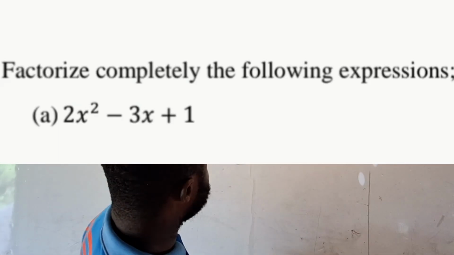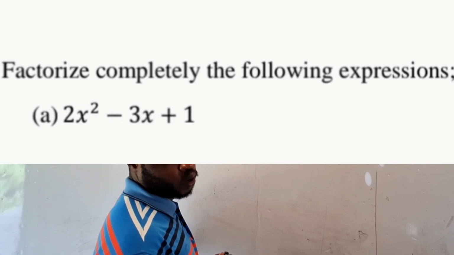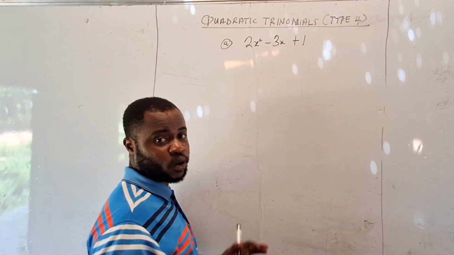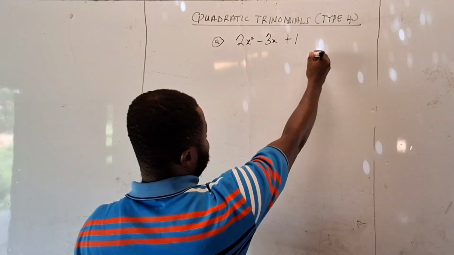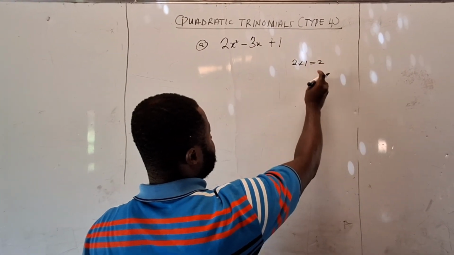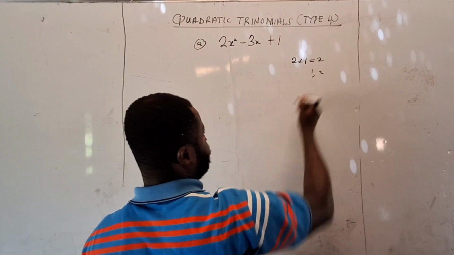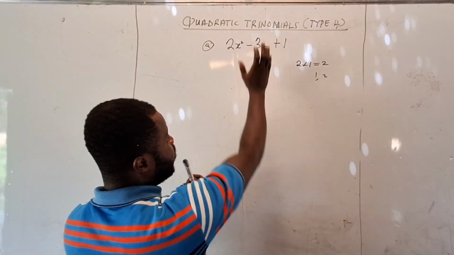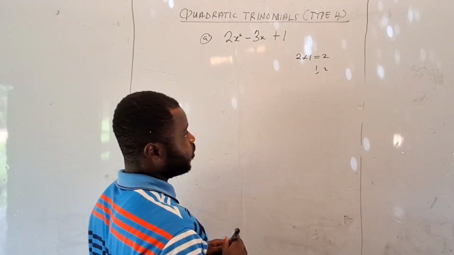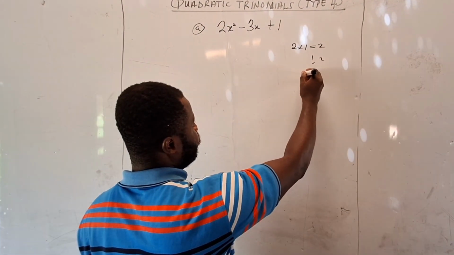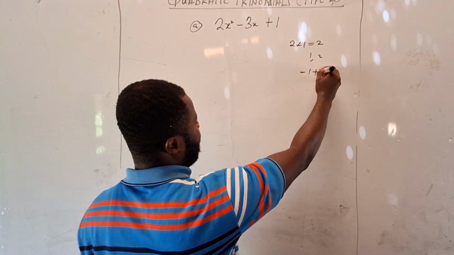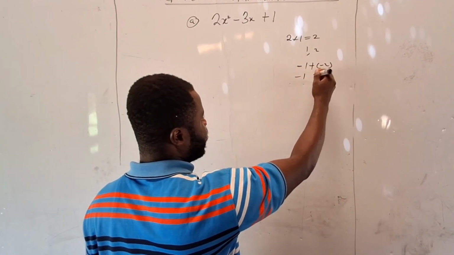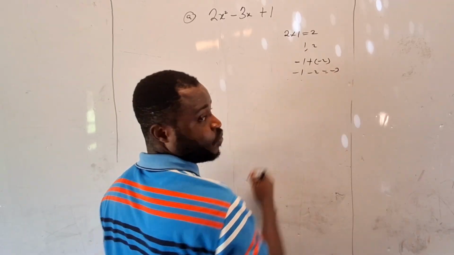So we have to factorize 2x squared minus 3x plus 1. And I told you in this one, you'll be seeing a number multiplying the x squared. Type 3 wasn't like that. So you quickly multiply the 2 by the 1. 2 times 1, we know it is 2. The factors of 2 are 1 and 2. Now, how do we make it that when we add, we get negative 3? It will be negative 1 plus negative 2. So negative 1 plus negative 2, then we get negative 3.